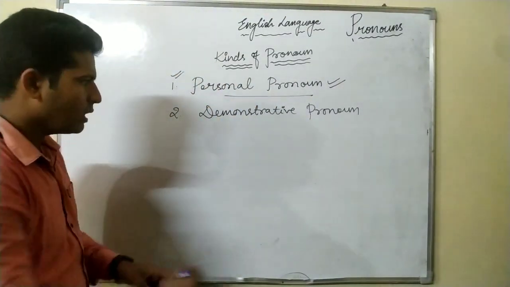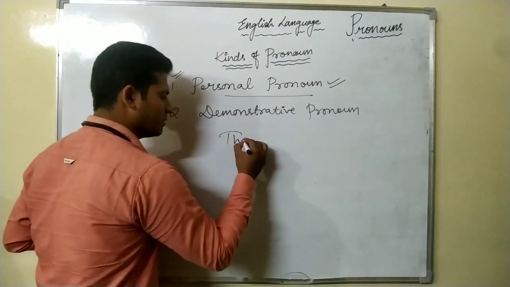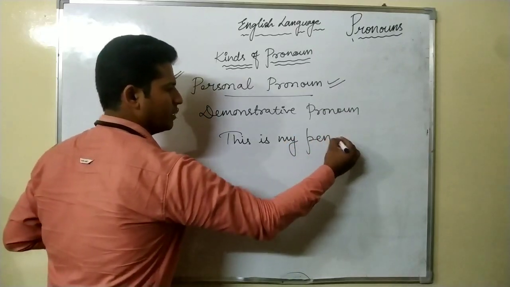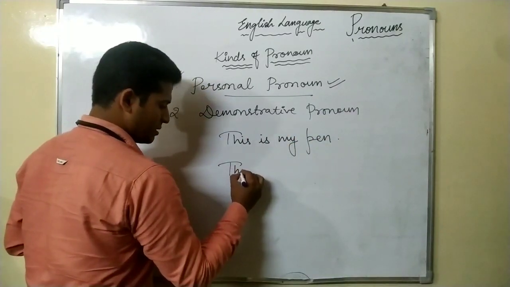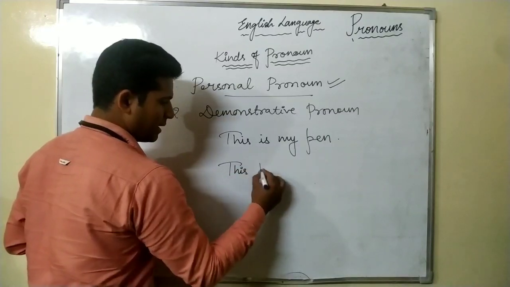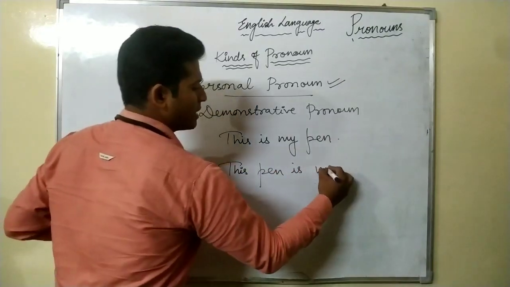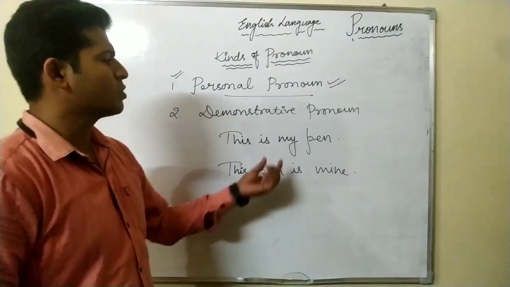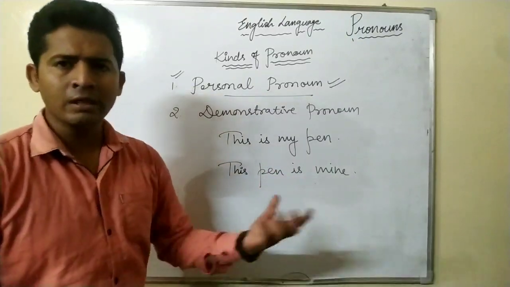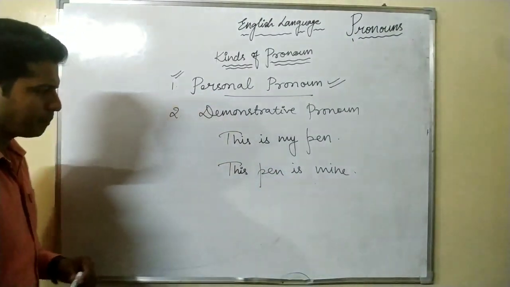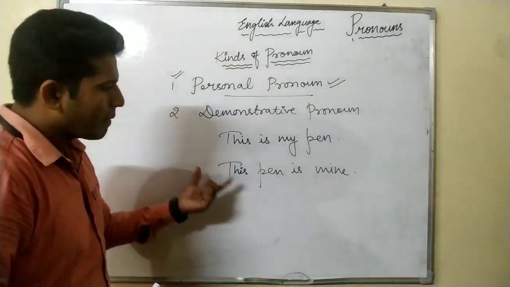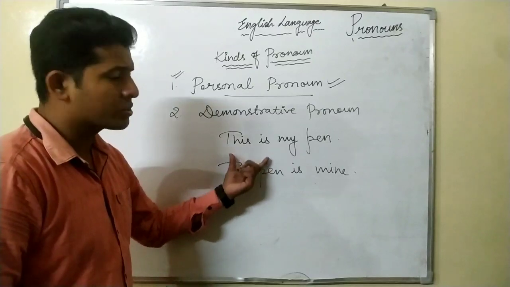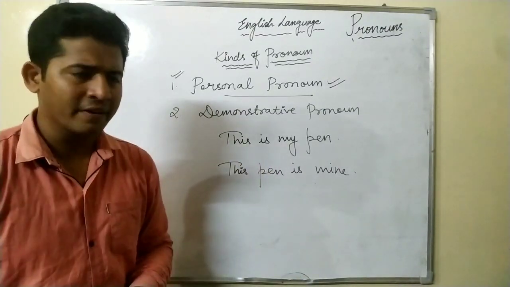Let's see. If I write a sentence, this is my pen, and I can say this sentence like that also: this pen is mine. Is there any difference in meaning of the sentence? I don't find any difference. The first sentence says that this pen is mine, and this one is also saying that the pen is mine. The meaning is same, but the sentence looks completely different. How is it different? Let's see.